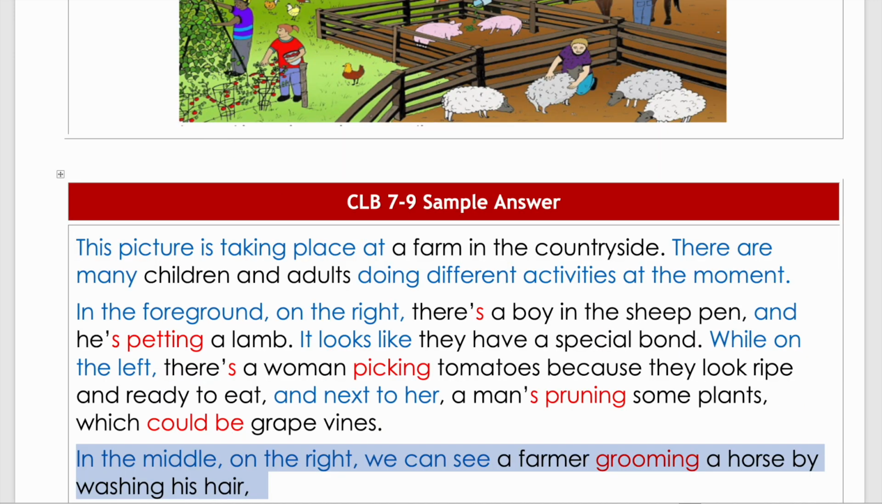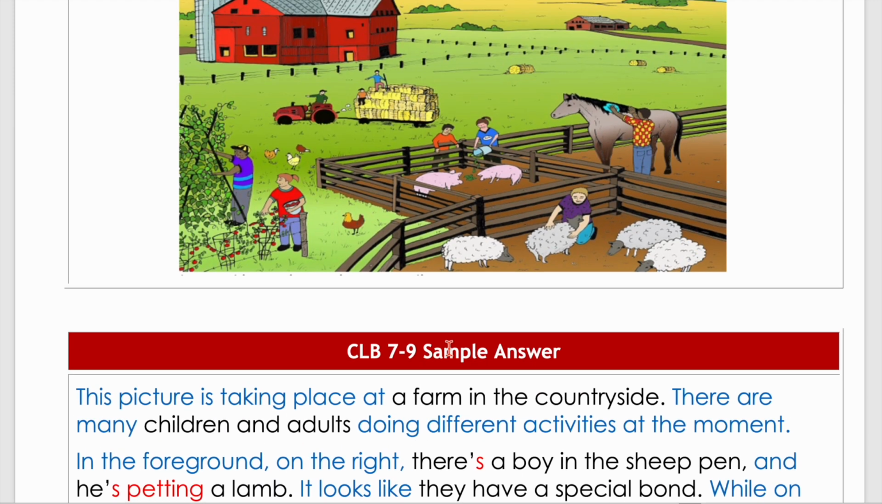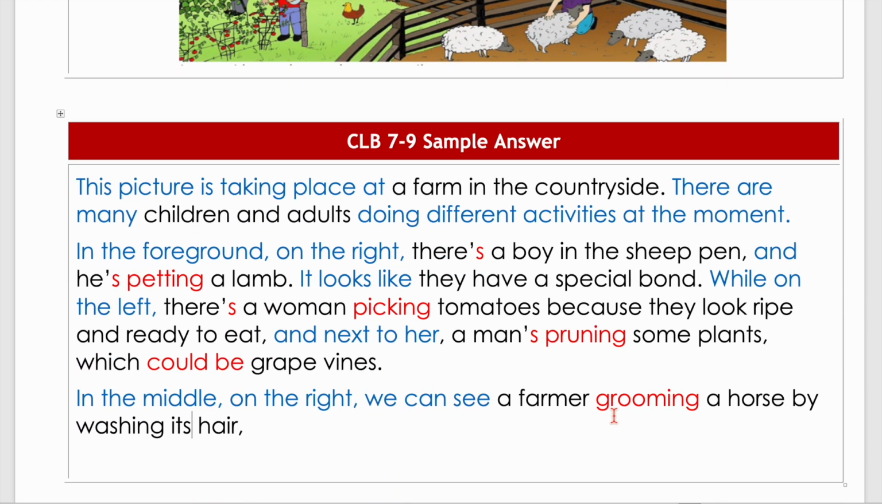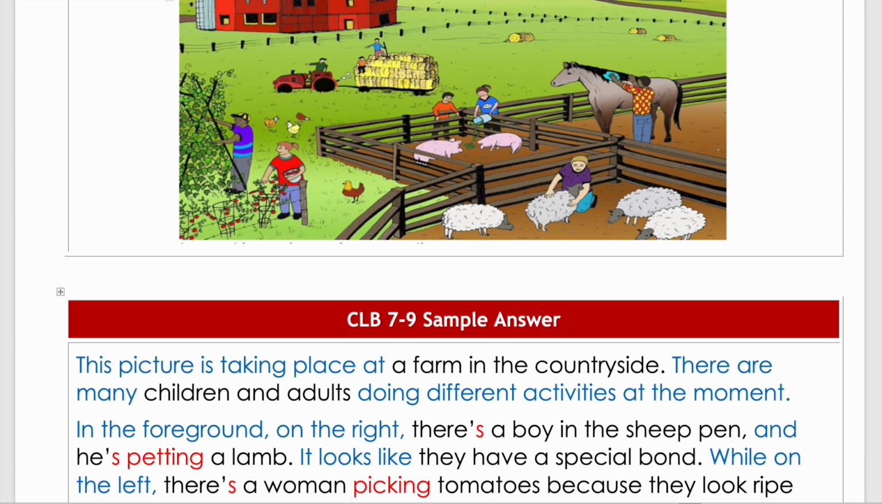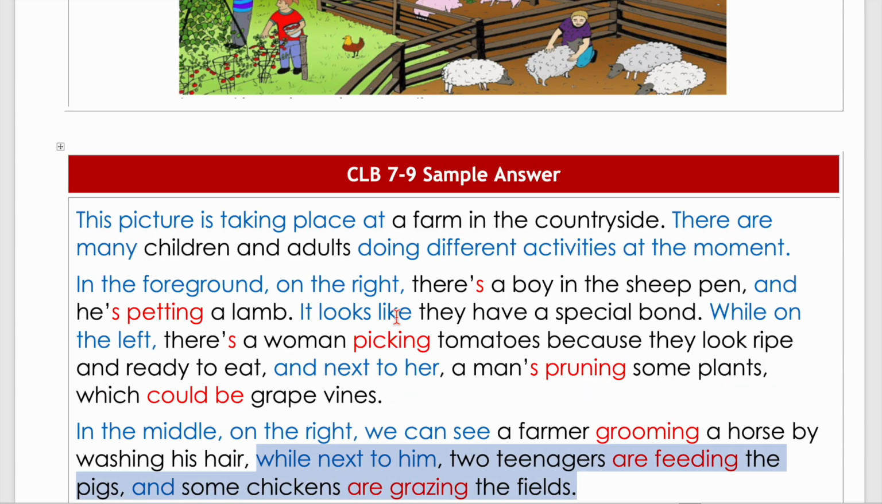All right, next. In the middle on the right, we can see a farmer grooming a horse by washing its hair. Should be its hair, not his. I'll change that after because I have my part here. Its hair, the horse's hair. Okay. So grooming, that's a strong word here. Okay. We groom pets and animals. Okay. I'll change that next.